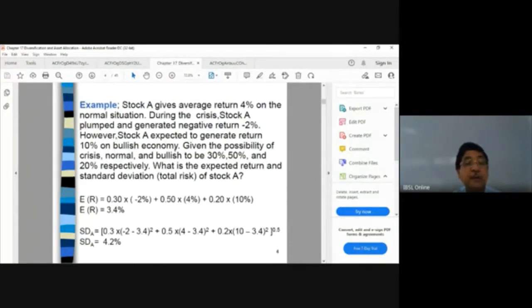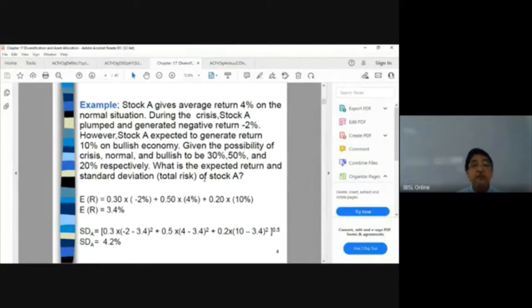Now you can just see the example. Stock A gives average return 4% on the normal situation. During the crisis, stock A plummeted and generated negative return -2. However, stock A is expected to generate return 10% on bullish economy. Given the possibility of crisis, normal and bullish to be 30, 50 and 20 respectively, what is the expected return and standard deviation of stock A? Now, this is a typical question you might have to face.